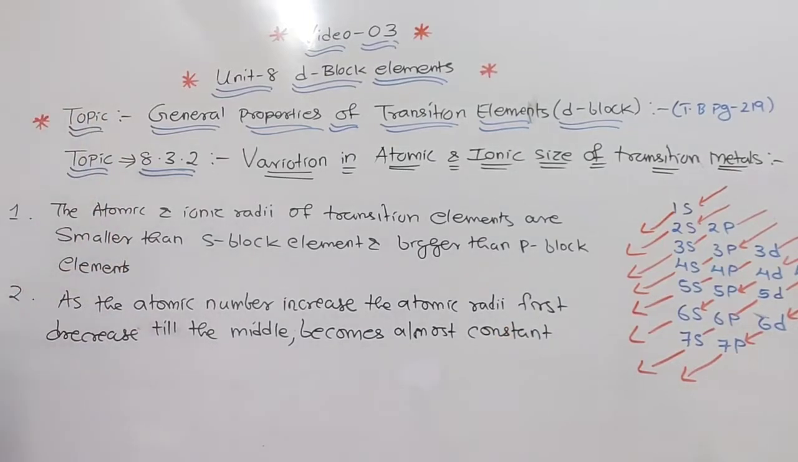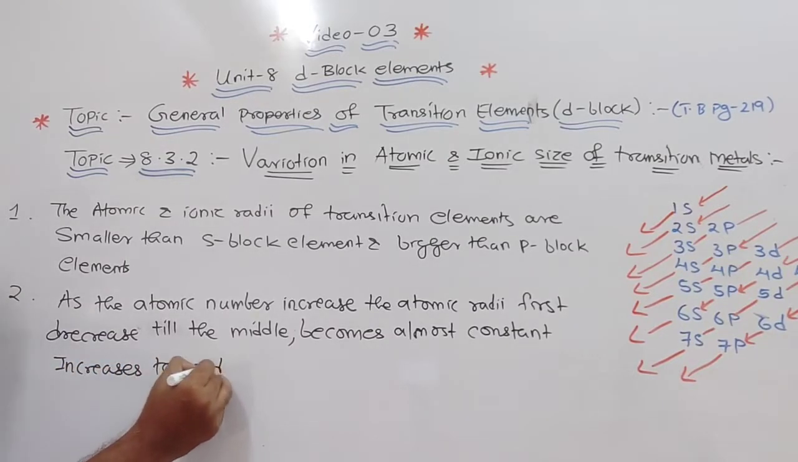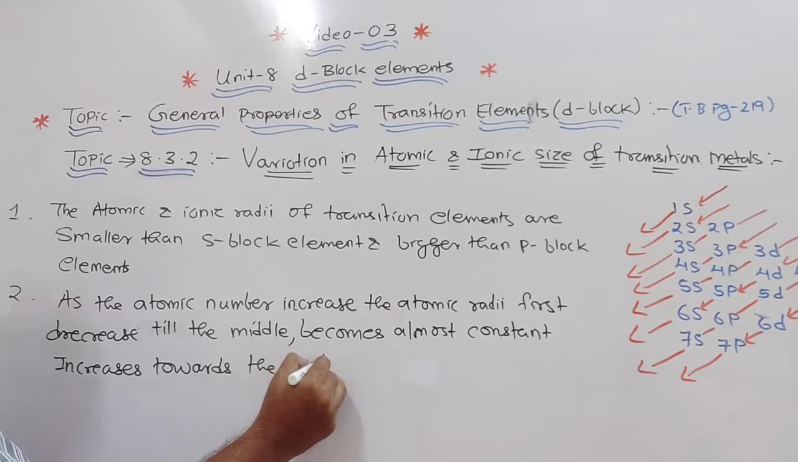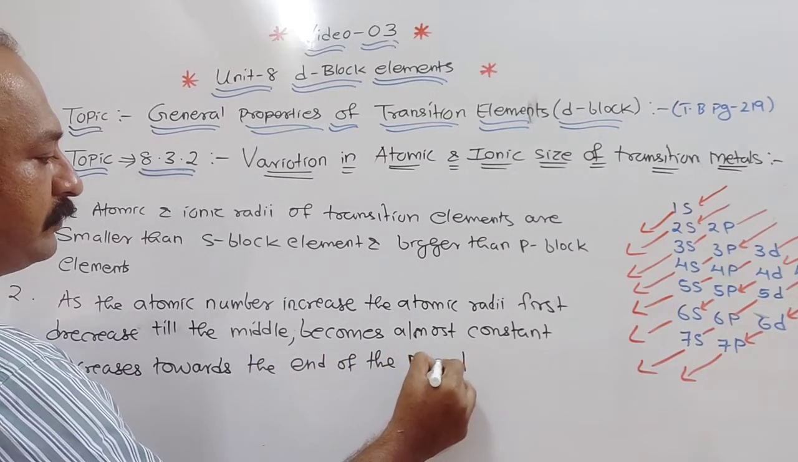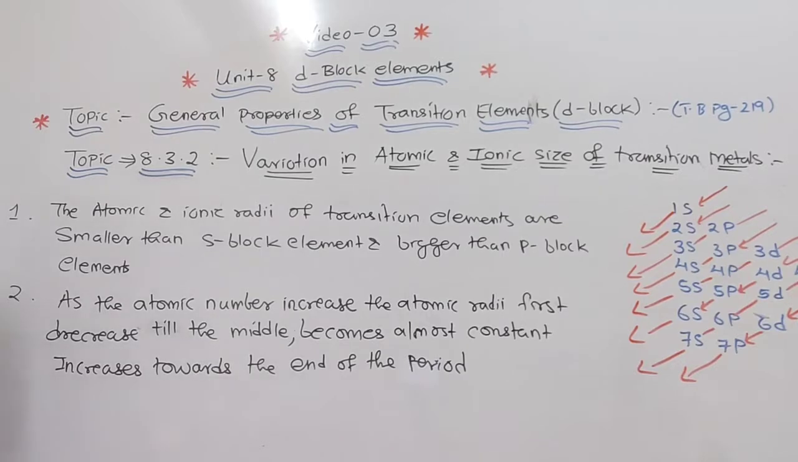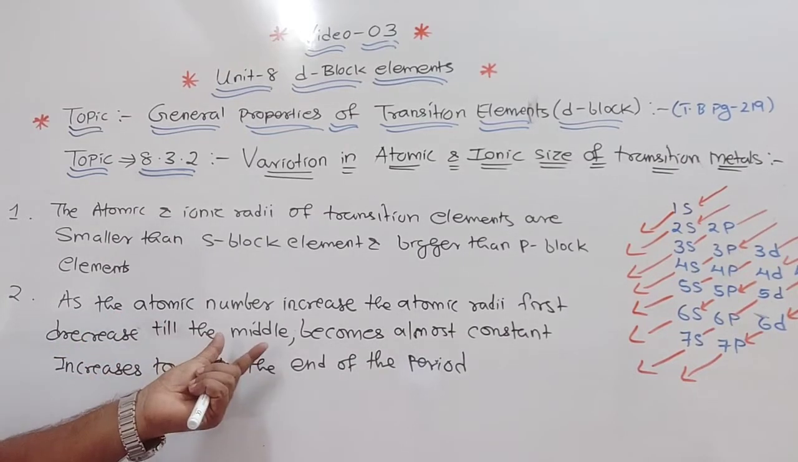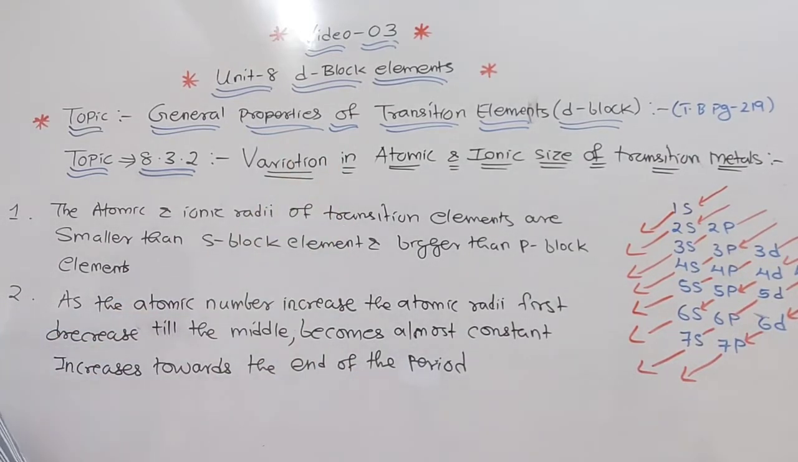And then it increases towards the end of the period. Clear? End of the period. Now this you can see in the graph given in your textbook. It first decreases, then becomes constant, and then increases. That you can see in the graph that is given.